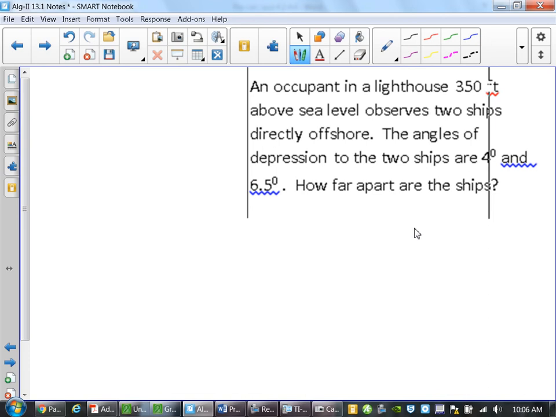An occupant in a lighthouse that is 350 feet above sea level observes two ships directly offshore. The angles of depression to the two ships are 4 degrees and 6.5 degrees. How far apart are the ships? So we need to kind of draw this, right?